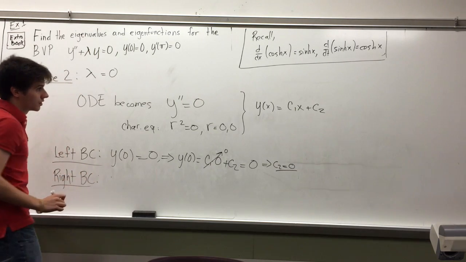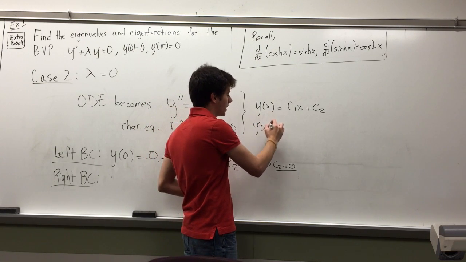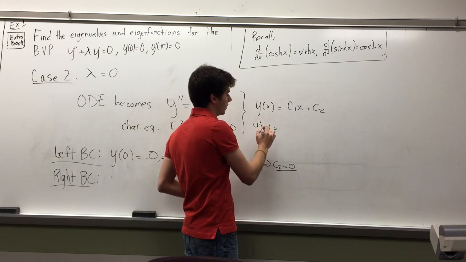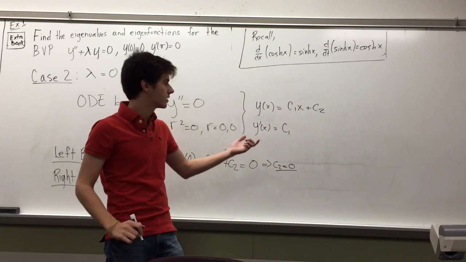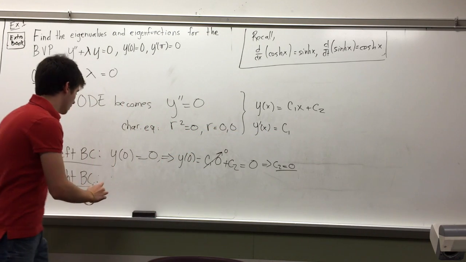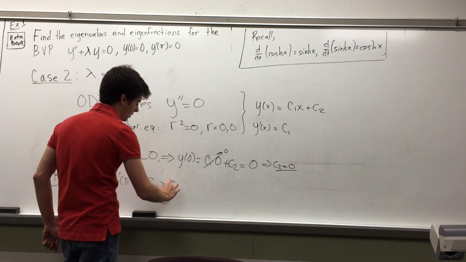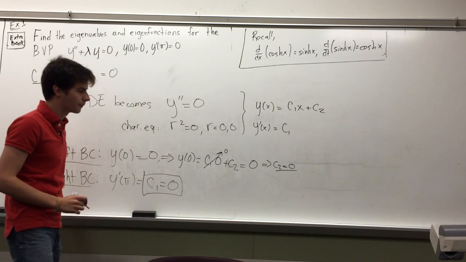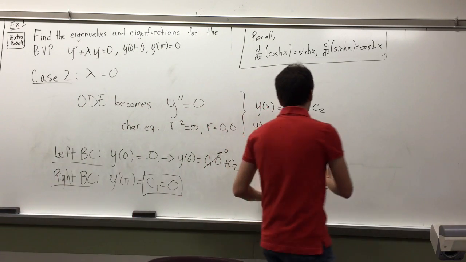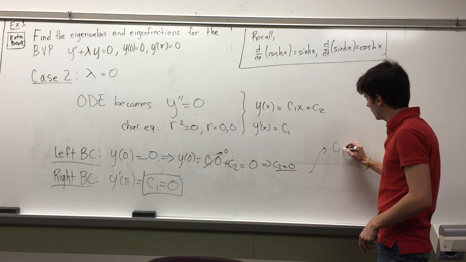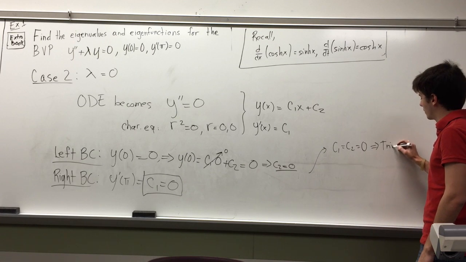Our right boundary condition, we need to differentiate this general solution that we got. So when we take its derivative, we're just going to get c1. y prime of x is a constant, c1. So y prime of pi is equal to c1, that's equal to 0. So c1 is equal to 0. In this case, since c1 is equal to 0 and c2 is equal to 0, we get the same conclusion. c1 is equal to c2, is equal to 0, implies we have a trivial solution.